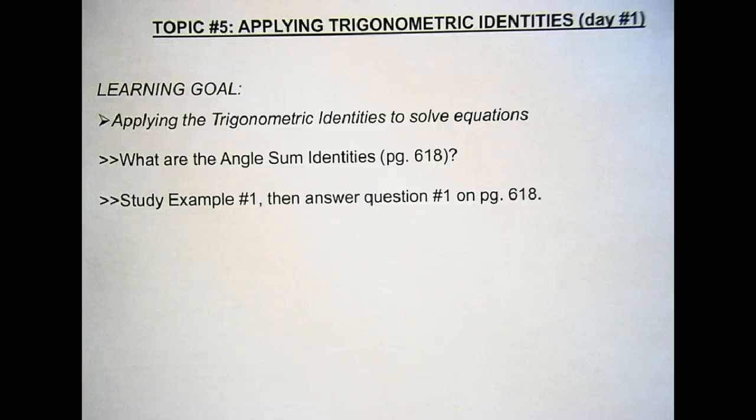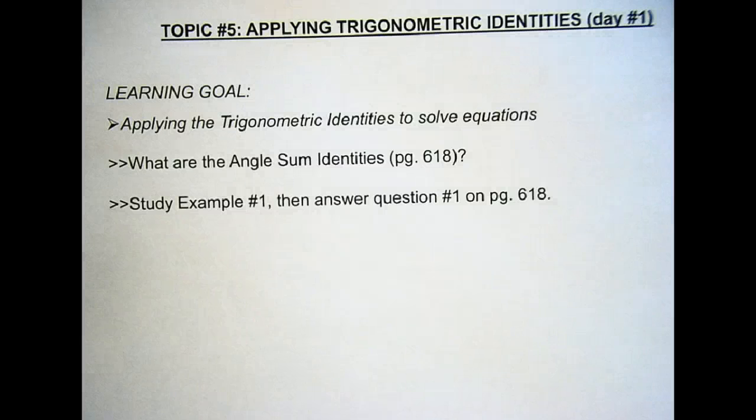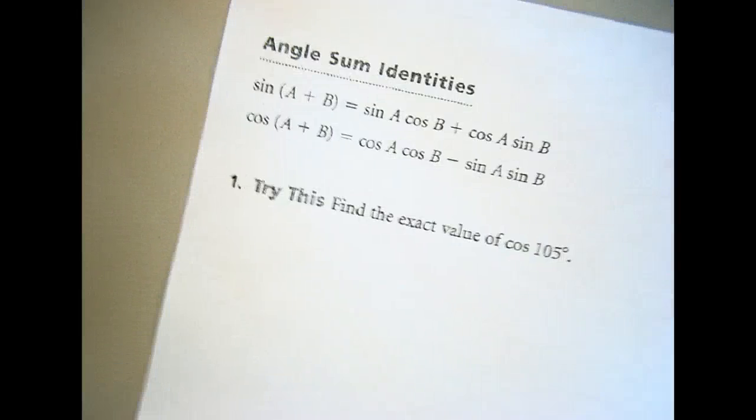Do your best. Let's get all the information down for the trig identities. You want the angle sum identities, and then try example 1, answer question number 1 on 618. Then we'll go through a few other things together. Okay? Here we go. Topic 5, this is the last topic we'll cover. I doubt we'll do topic 6.